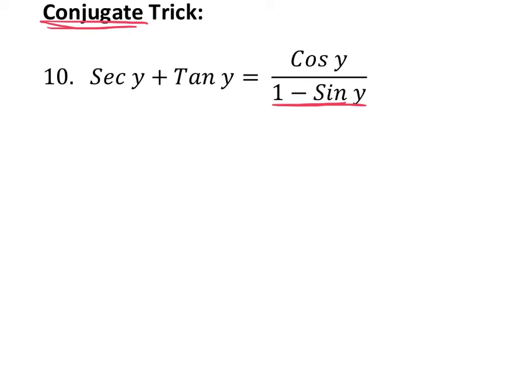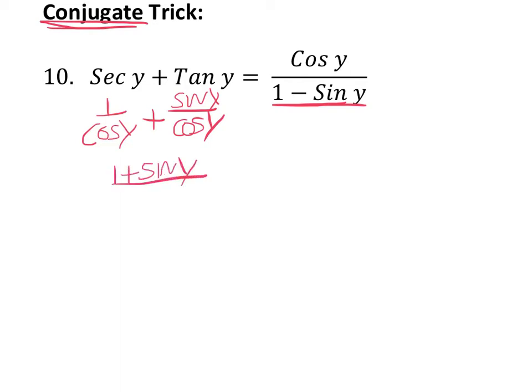But before we do that, probably the thing you would do first is work with the left side, and put it in terms of sine and cosine. So secant is the same as 1 over cosine of y. Tangent is the same as sine of y over cosine of y. The good thing is that you have the same denominator, so we can combine this into one fraction of 1 plus sine of y over cosine of y.